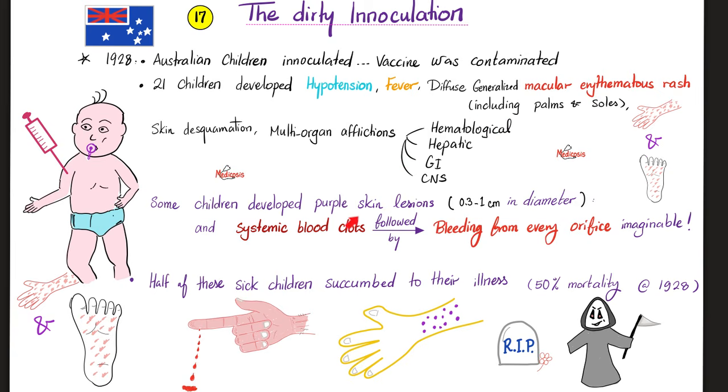Some children developed purple skin lesions that measure 0.3 to 1 centimeters in diameter, and systemic blood clots all over the body, followed by bleeding from every orifice, bleeding from every wound, bleeding from every scratch imaginable. Half of the children unfortunately succumbed to their illness, 50% case mortality rate.